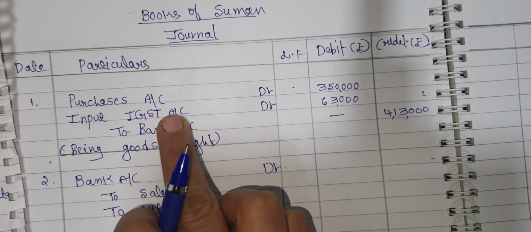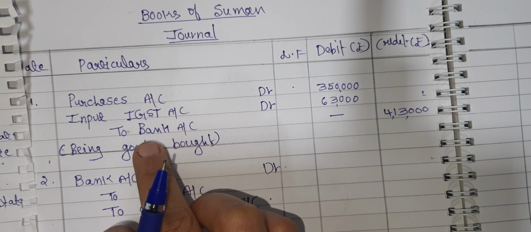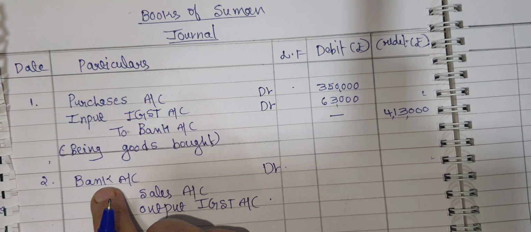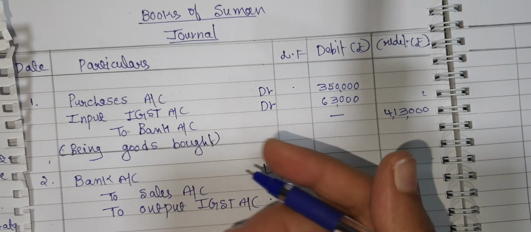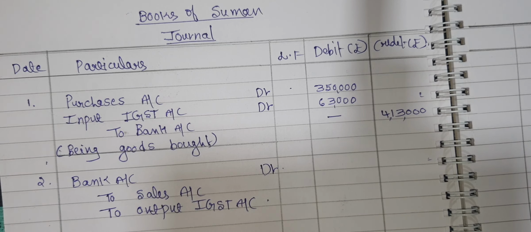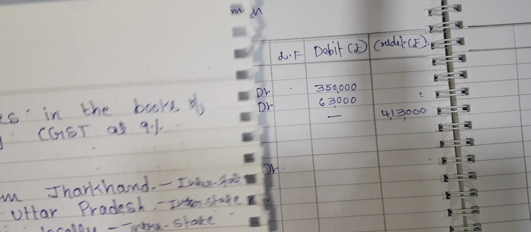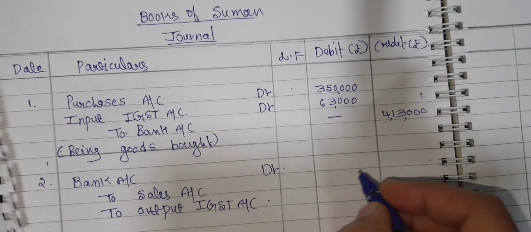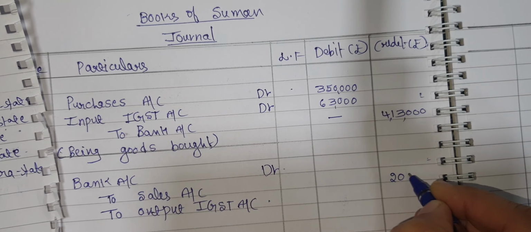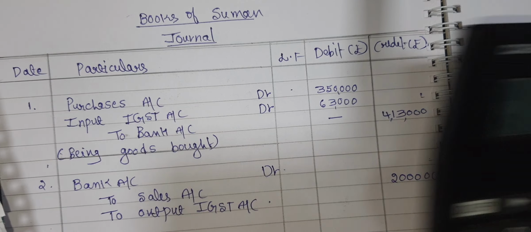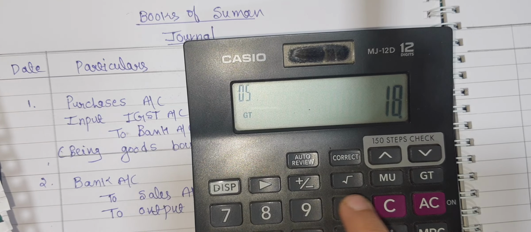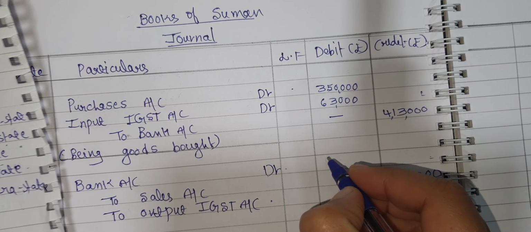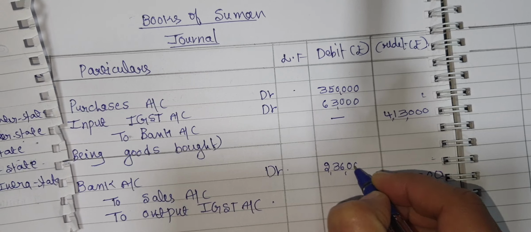See here, we can write cash also. In the first entry, in purchases, we have written to bank account. So in the second entry also you have to write bank account, to sales account, to output IGST account. First we have to write the value of sale of goods, that is rupees 2 lakh, and output IGST, 2 lakh into 18%, that is rupees 36,000. So bank account is rupees 2 lakh 36,000.